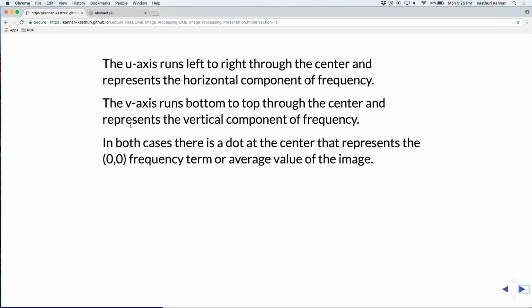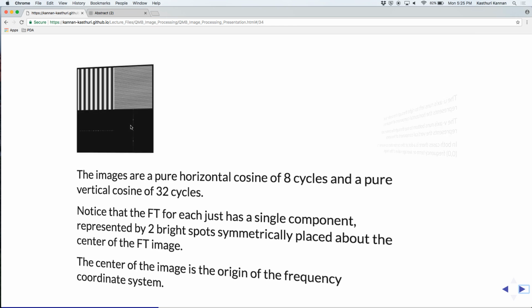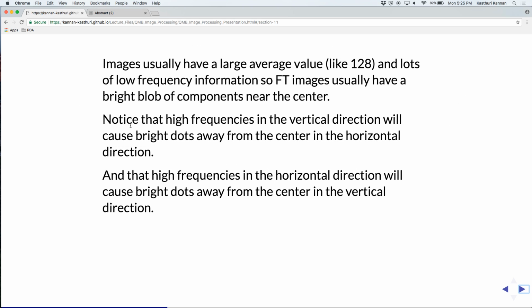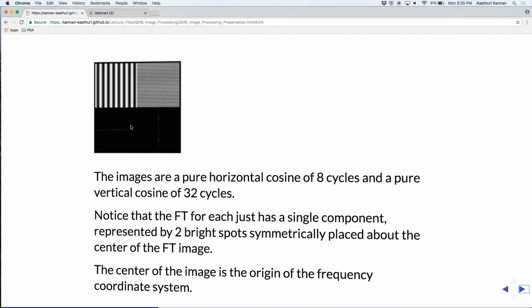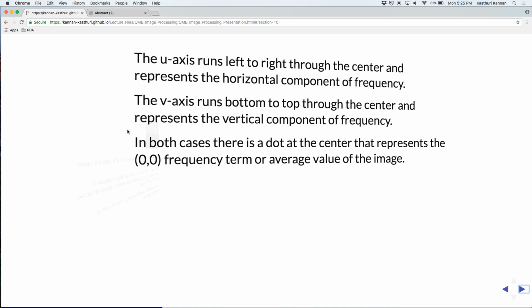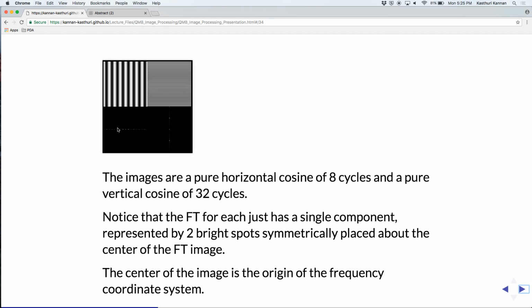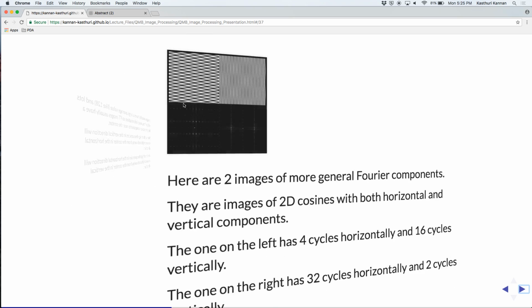Okay, so in both cases there is a dot in the center, right? That represents the image. We also see that the low frequency information has a bright blob, which we will see a little bit later. But in general, the center dot denotes the average value, okay? And if you have a high frequency in the vertical direction, that will correspond to a dot in the horizontal direction and vice versa, okay? So this is purely the basic cosine transform.